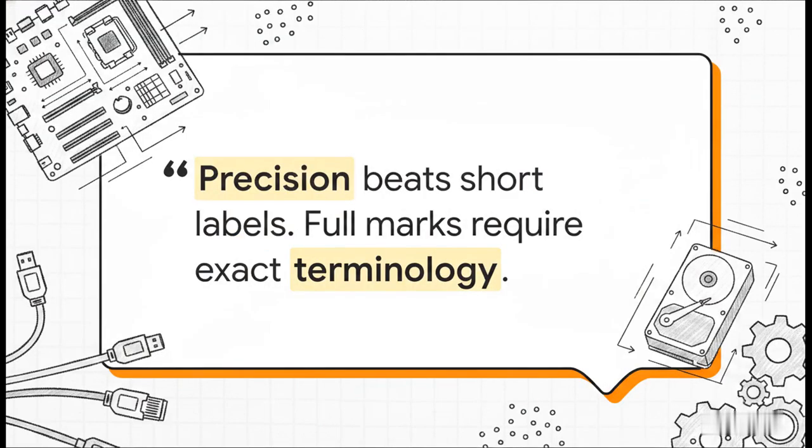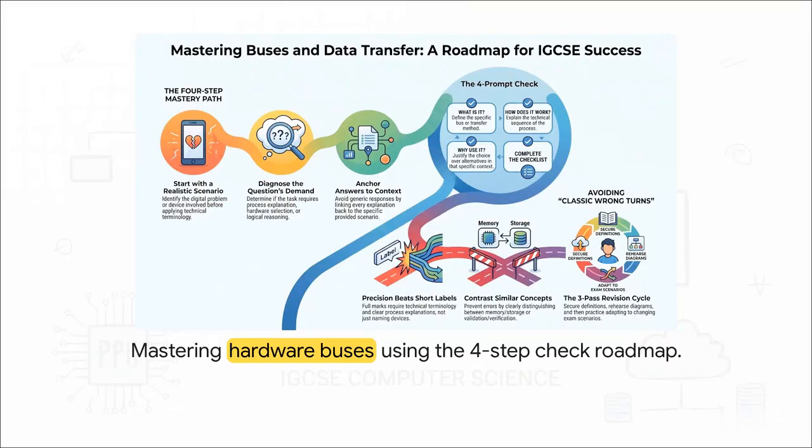As we pivot over to hardware and data transfer, I want you to remember this golden rule. Precision beats short labels. Full marks require technical terminology, not just naming devices. Listen, sloppy vocabulary will absolutely destroy your grades when you're discussing system architecture. You really can't just name-drop components. You actually have to explain the underlying mechanics. Which brings us right to mastering hardware buses.